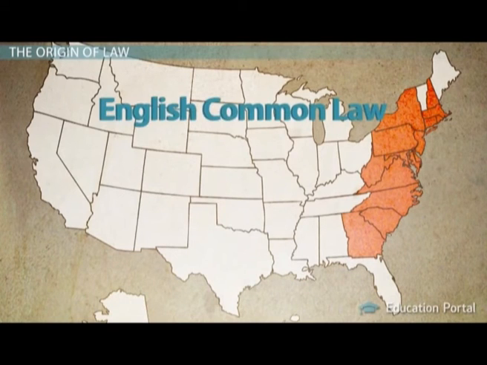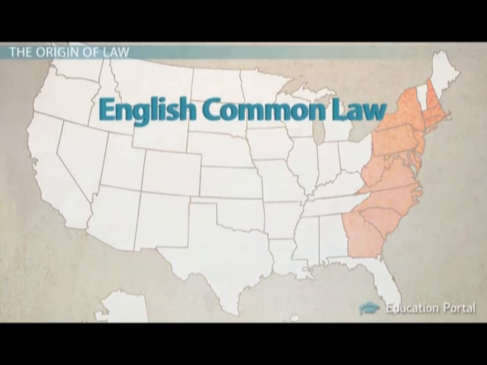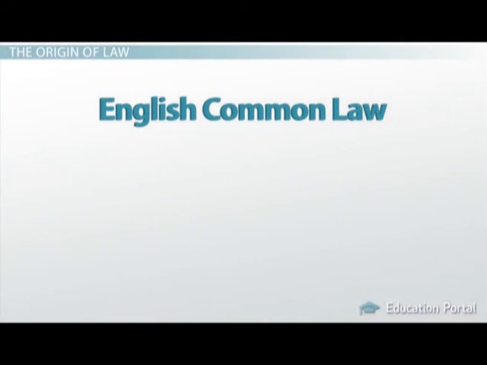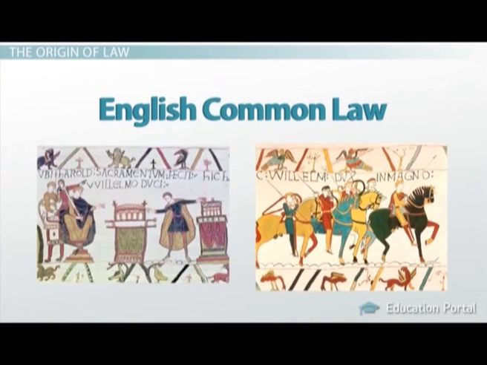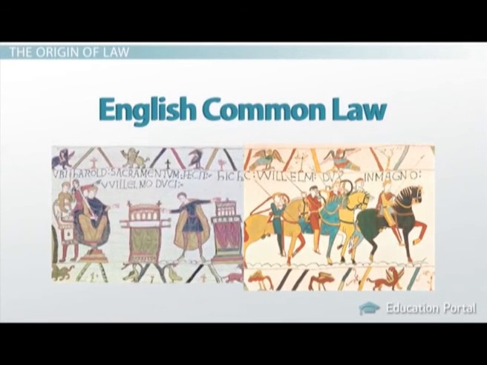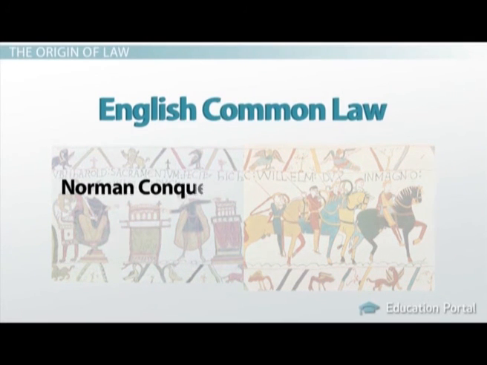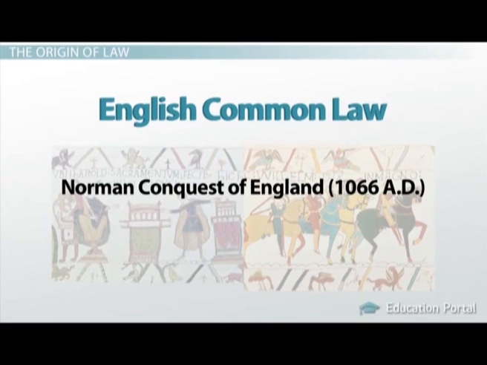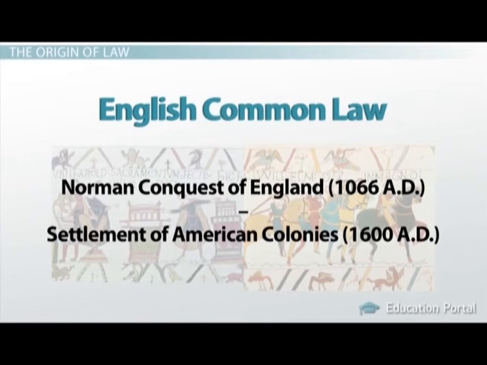The English common law was the system of law in England at that time, and was quickly adopted throughout the colonies. The English common law is rooted in centuries of English history. Much of the common law was formed in the years between the Norman conquest of England in the early 11th century and the settlement of the American colonies in the early 17th century.